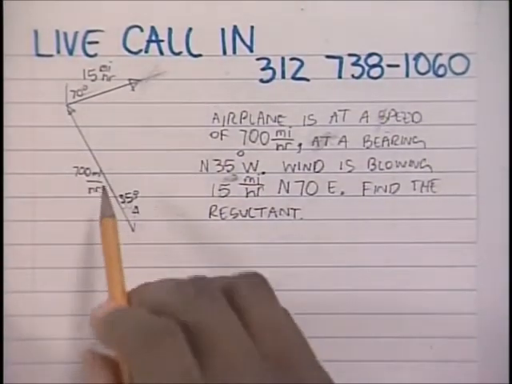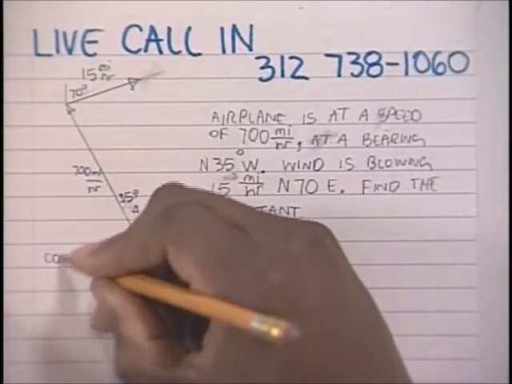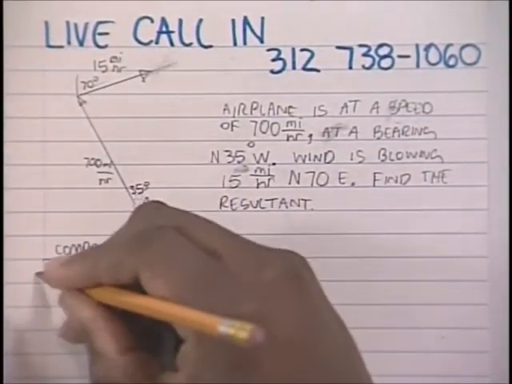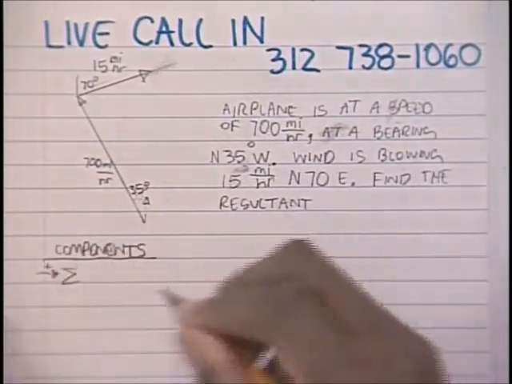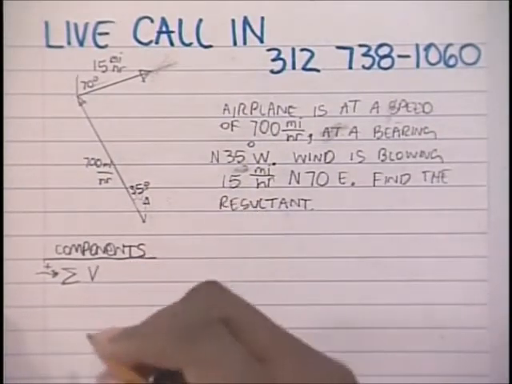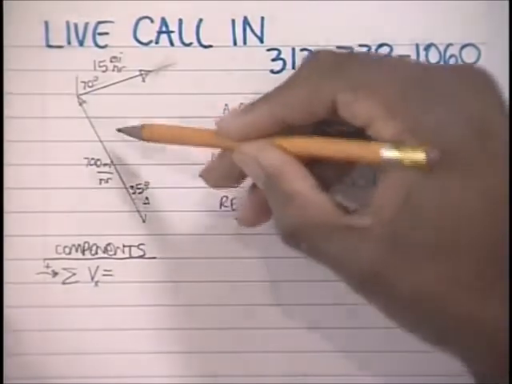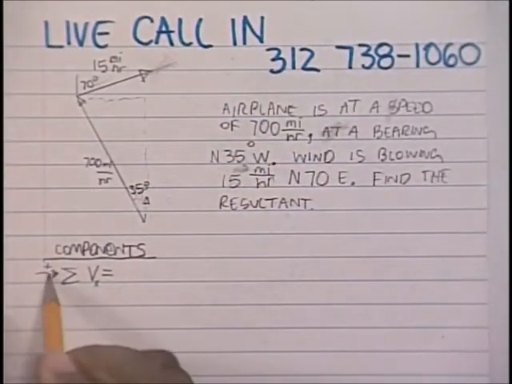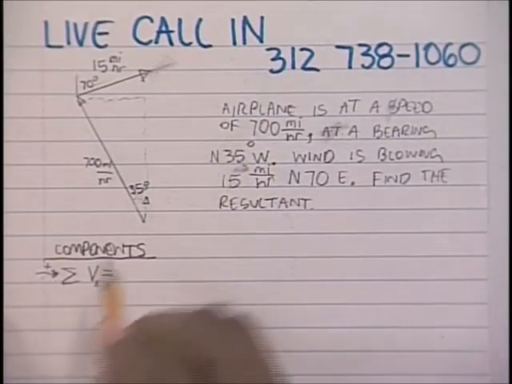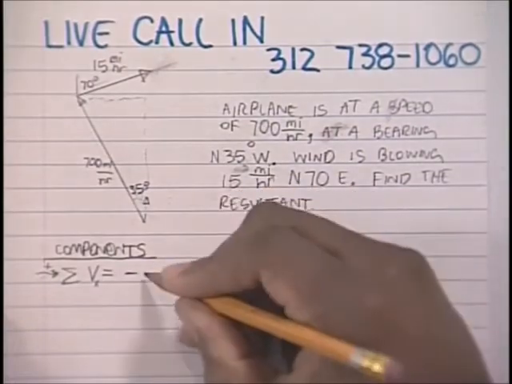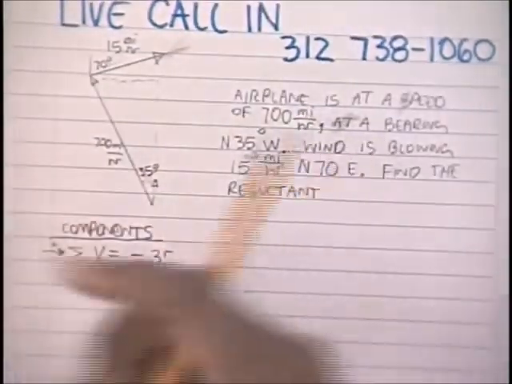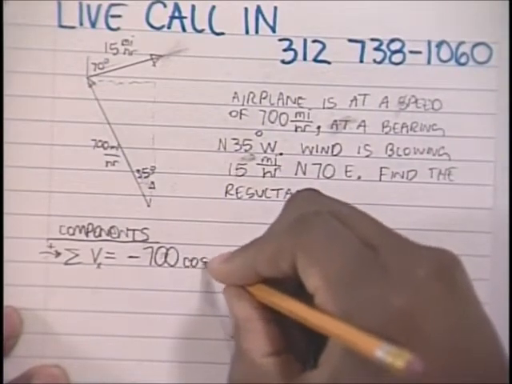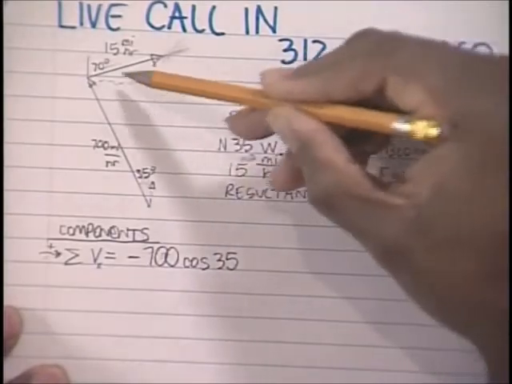So let's first solve for the resultant by using components. This is the component approach. If you sum the forces, assuming that right is positive, in the x direction, the x component of this force here is negative because it's traveling left. We're assuming that positive is right. So this is traveling to the left, so that's going to be negative 700 cosine of 35.